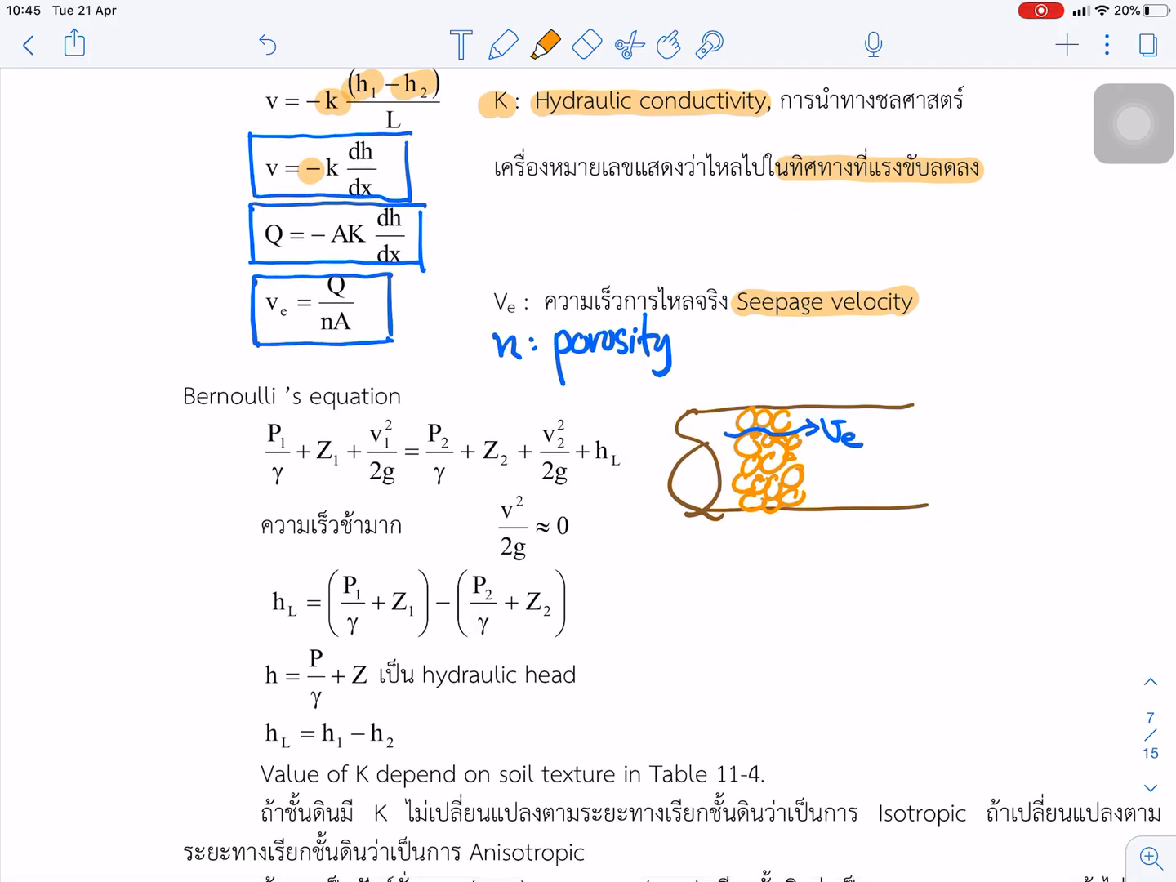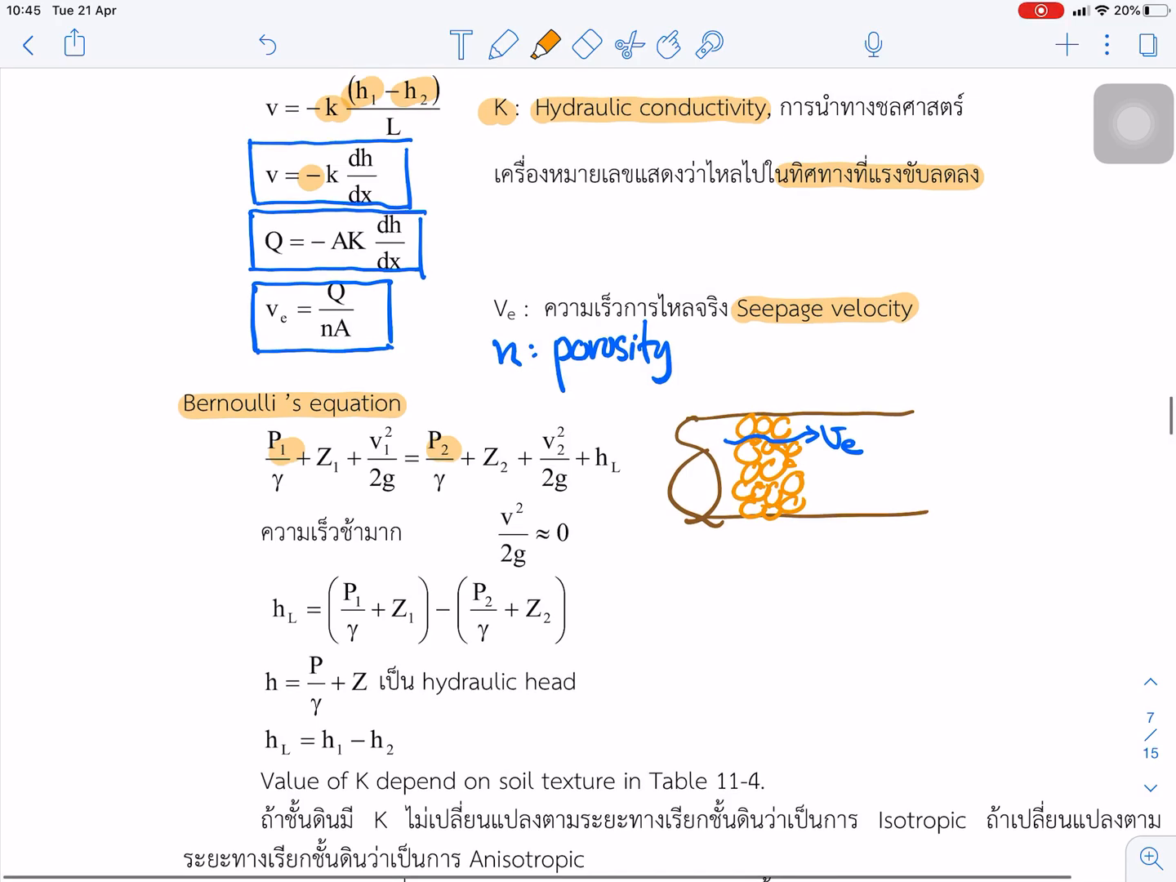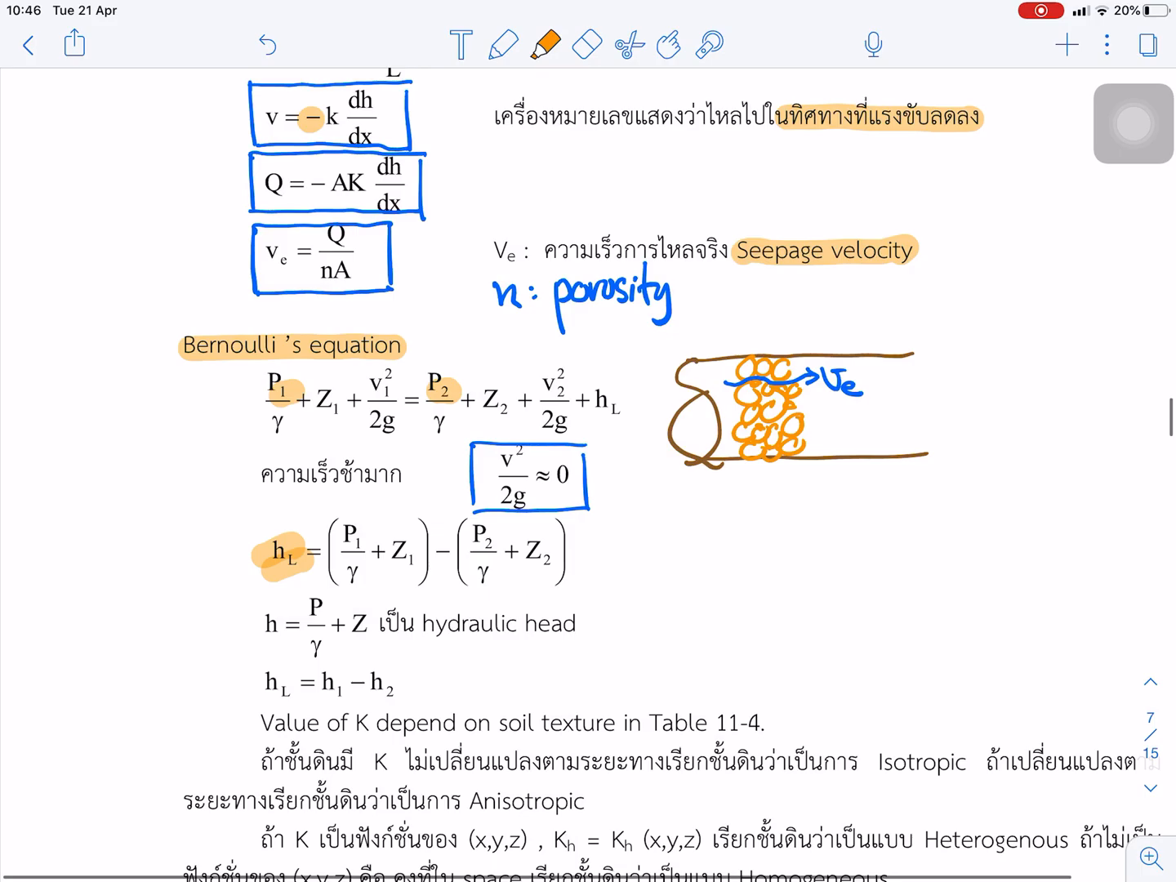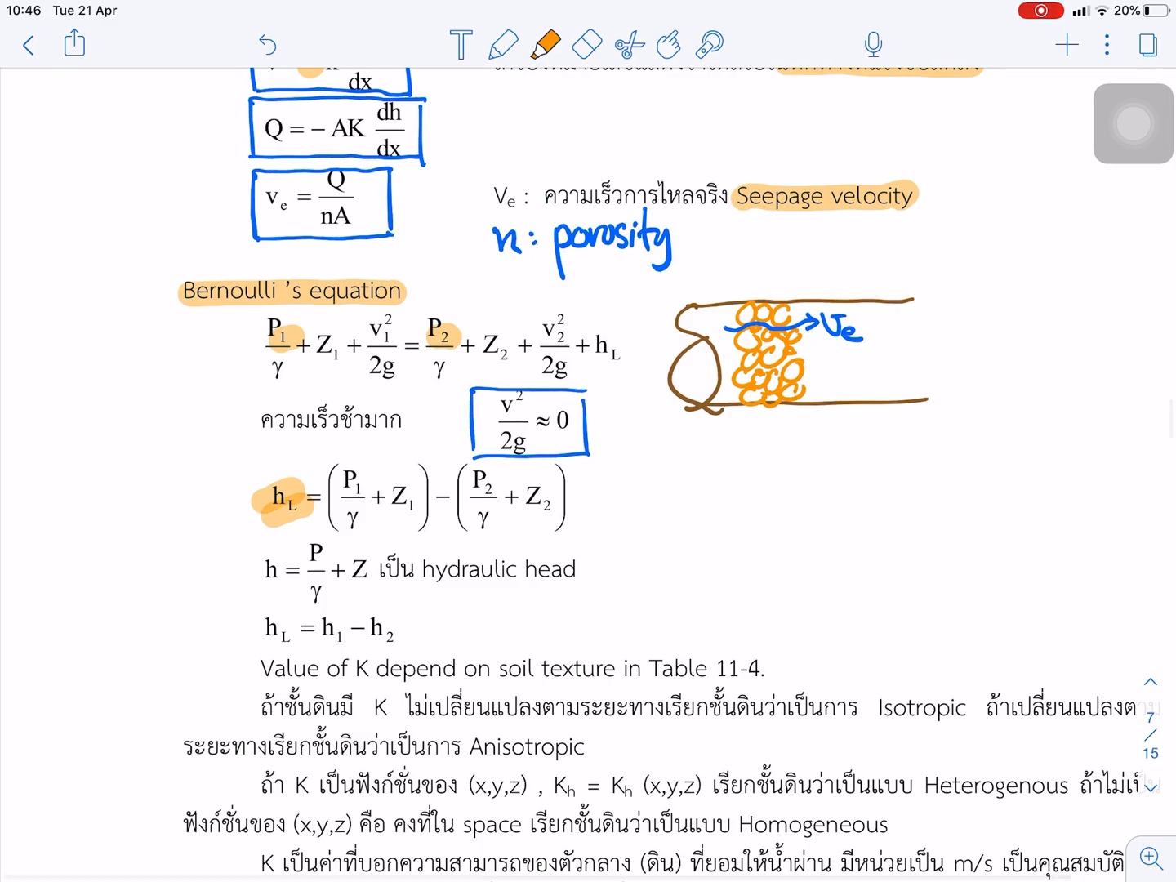Next, if we apply the Bernoulli equation for point 1 and point 2, we can neglect the velocity head because it is very small for flow passing through porous media. And we can get this equation: head loss is the pressure head plus the static head between 2 points. Once we combine the pressure head and static head, we call it the hydraulic head. So the head loss between 2 points means the difference of the hydraulic head between 2 points.